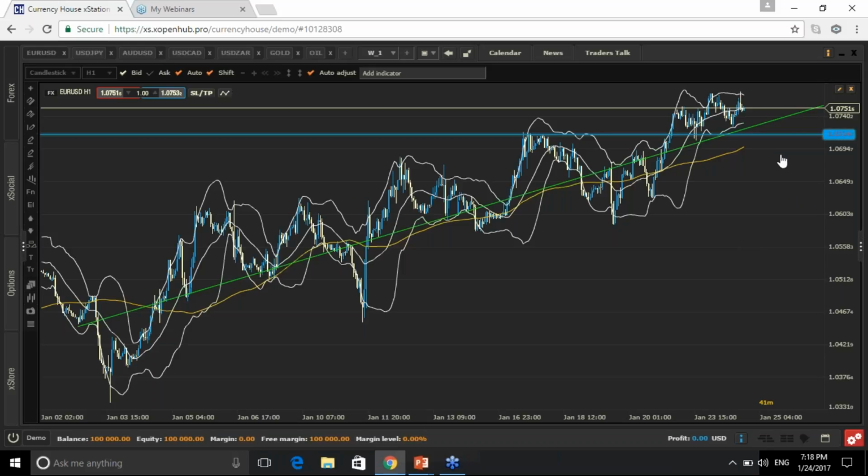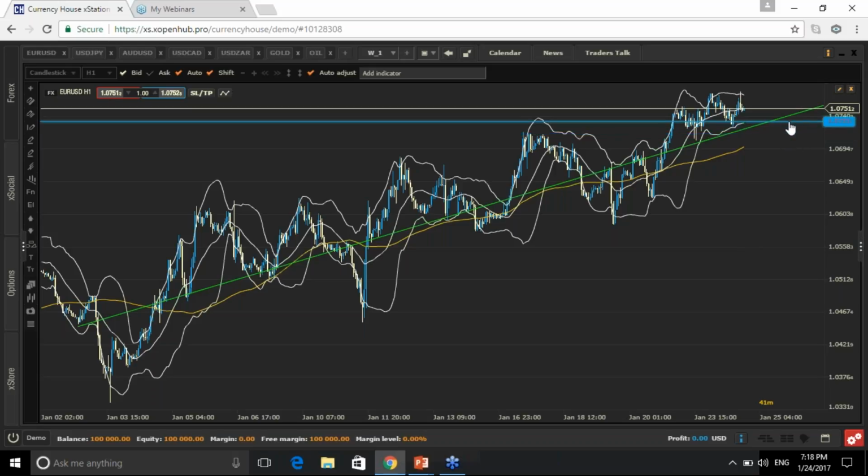But it's not necessary that you would be able to see this level, and it depends on your trading strategy. So if you are a bit more aggressive trader, I would recommend you to buy somewhere here and to expect some new movements on the upside.